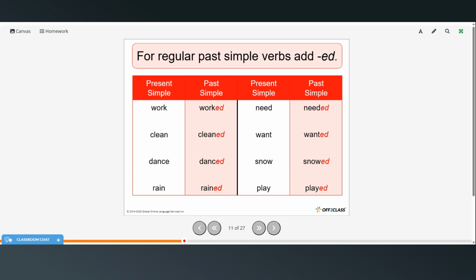So for regular past simple verbs, we just add ed. So work, worked, need, needed, clean, cleaned, want, wanted, dance, danced, snow, snowed, rain, rained, play, played. And be sure you don't make the mistake of saying things like work it or clean it. The only times that you say that ed as a separate syllable is when the verb ends in a D or a T sound.